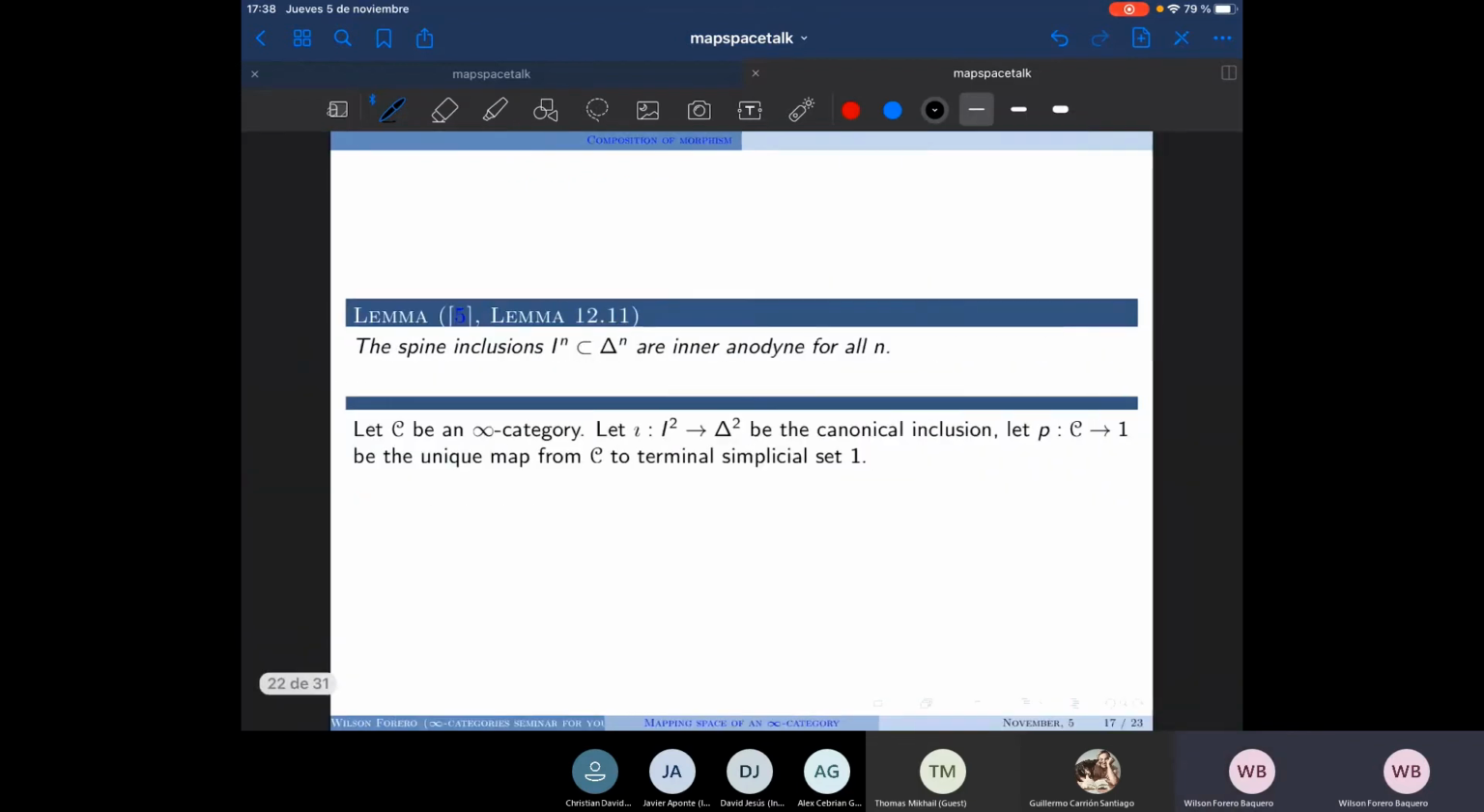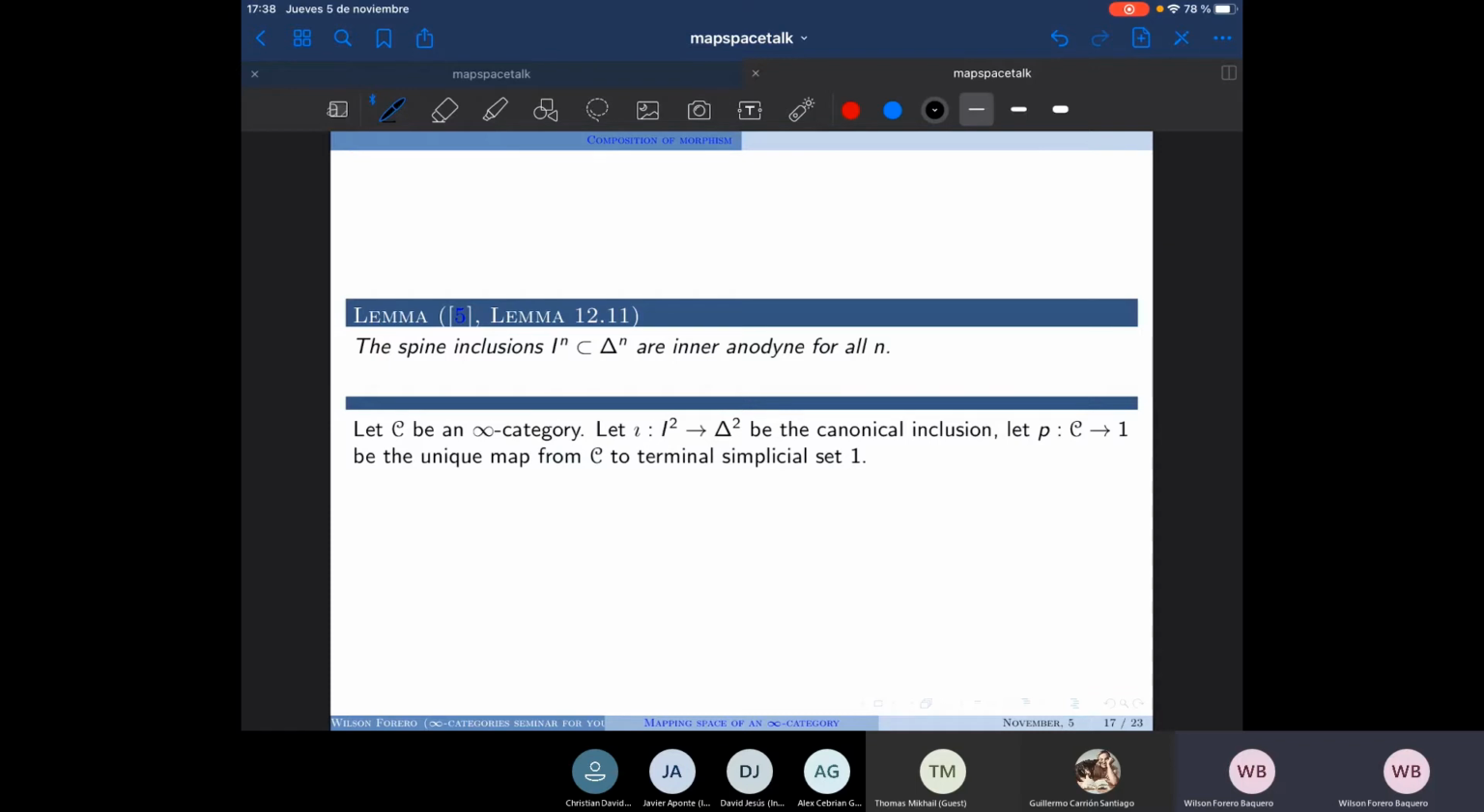Now we start with the important thing of the talk: construct the composition inside an infinity category. So we have to use the following lemma. The spine inclusions into delta n are inner anodyne for all n. So let C be an infinity category. Let I be the canonical inclusion, and let P be the unique map from C to the terminal simplicial set 1.